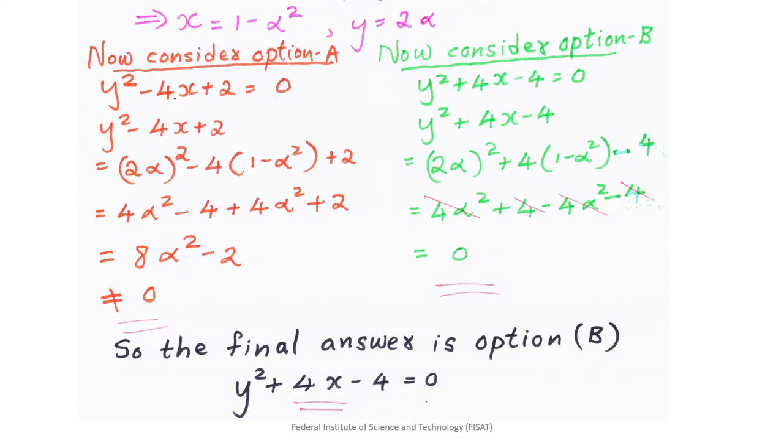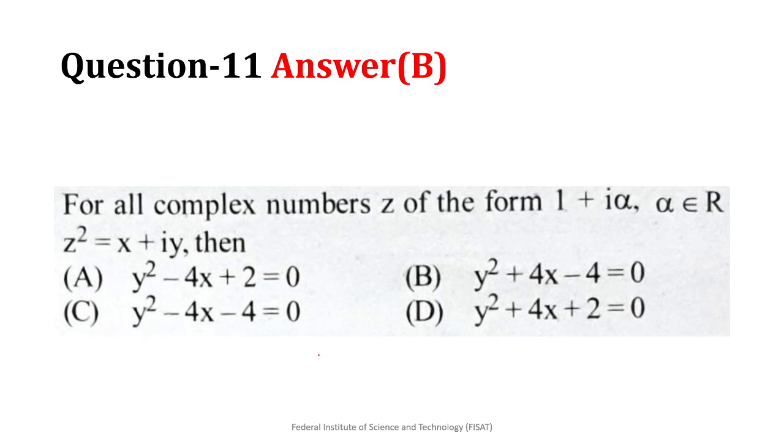It is given as y square minus 4x plus 2 equal to 0. Here you substitute the values of y and x. You obtain 8 alpha square minus 2, that is not equal to 0. So this option is not correct. Next you go for option B. Here it is y square plus 4x minus 4 equal to 0. Substitute for y and x. Finally you obtain 0. So option B will be the correct option, that is y square plus 4x minus 4 equal to 0.